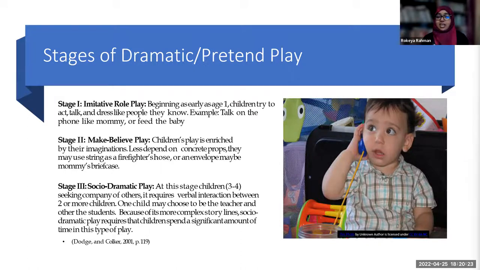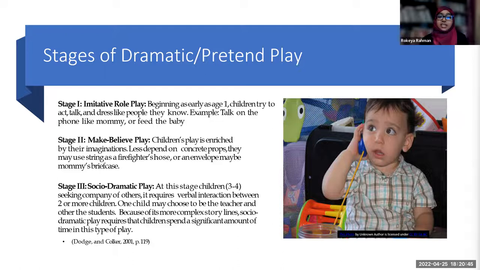The people who are actually close to them, maybe mom and dad, they imitate mom or dad, or maybe the closest caregiver. So as you see in the picture, you see a child maybe talking on the phone like mommy. So that's basically the first stage. And in that stage, the child actually does it on his or her own.